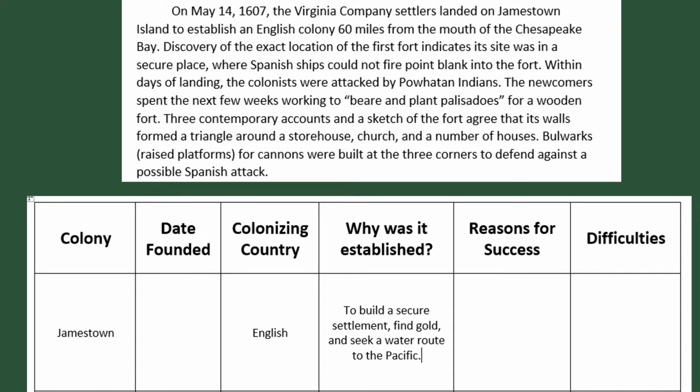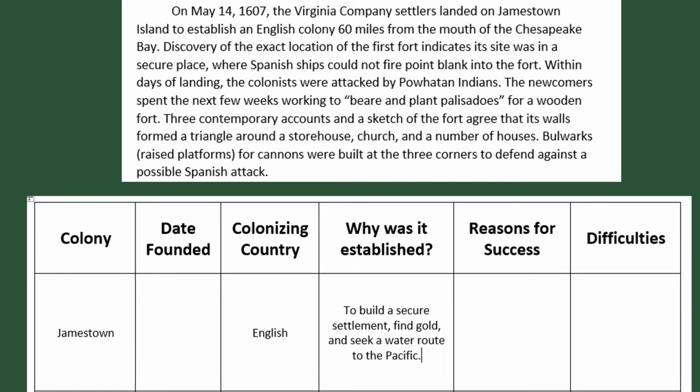On May 14, 1607, the Virginia Company settlers landed on Jamestown Island to establish an English colony 60 miles from the mouth of the Chesapeake Bay. Discovery of the exact location of the first fort indicates its site was in a secure place where Spanish ships could not fire point blank into the fort.